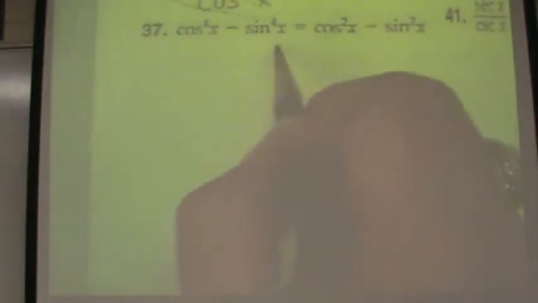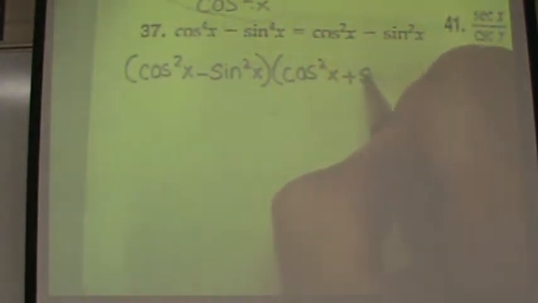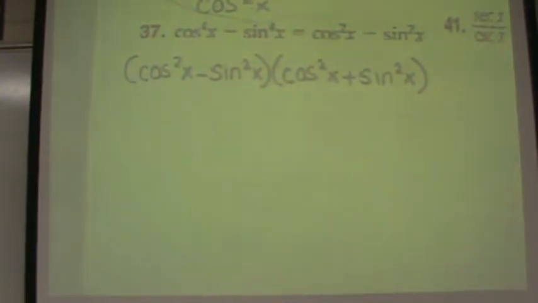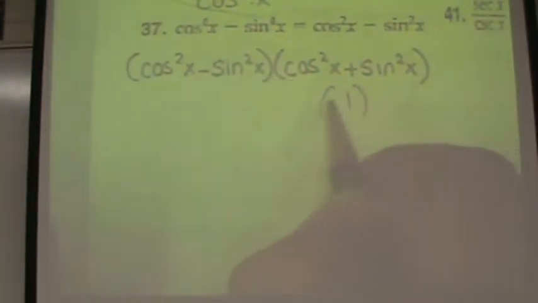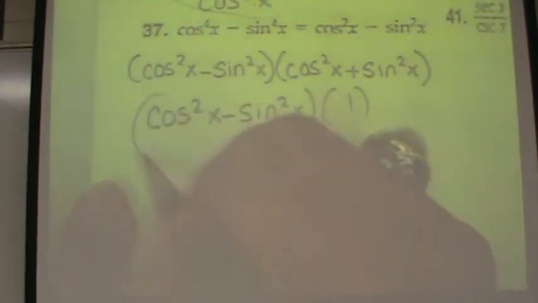Ooh, this is the difference of two perfect squares. You're going to start on this side. How do you factor that side? This is an easy one. What should we do next? We're done. Can't you just cross that out? Yeah. This is equal to 1, right? Sine squared plus cosine squared is 1. Done.